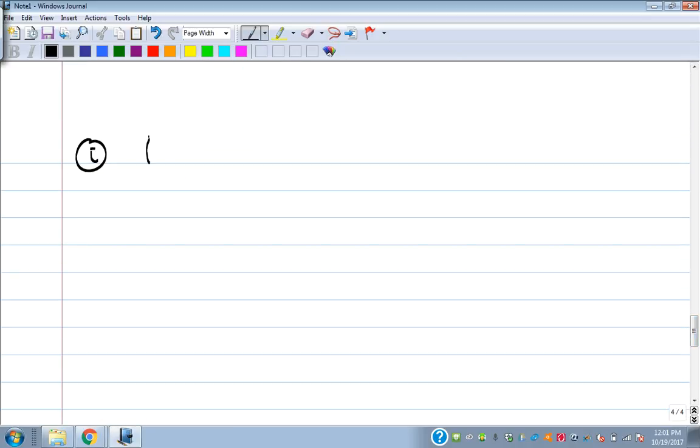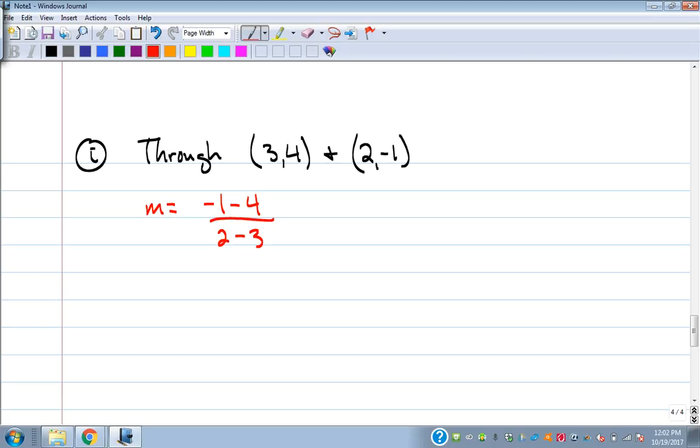All right. Let's say it goes through, this is from yesterday, I'm going to pick one of these. Let's say it goes through 3, 4, and 2, negative 1. What do we need? 2 minus 3. That'd be negative 5 over negative 1, which is positive 5. So that's our slope.